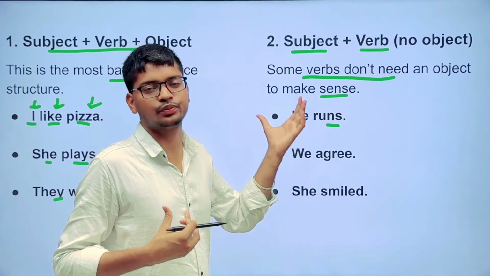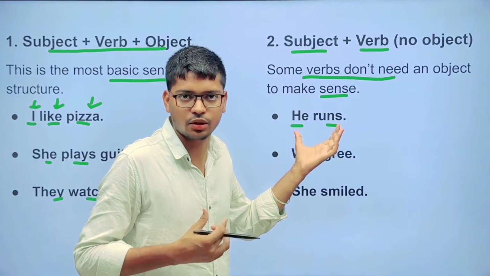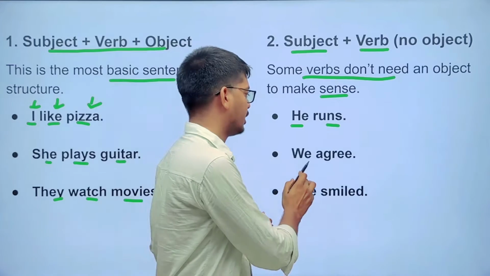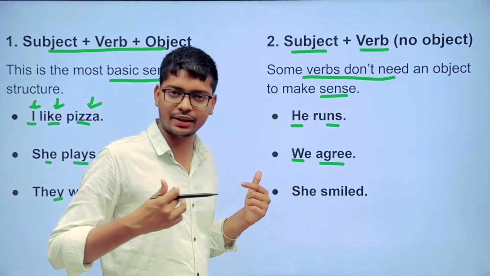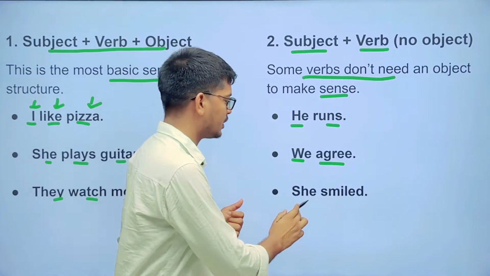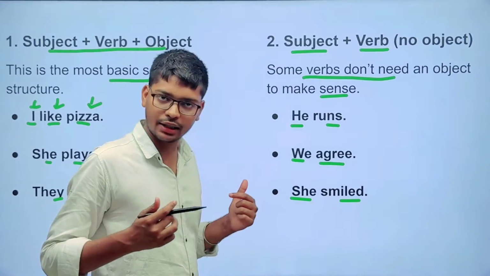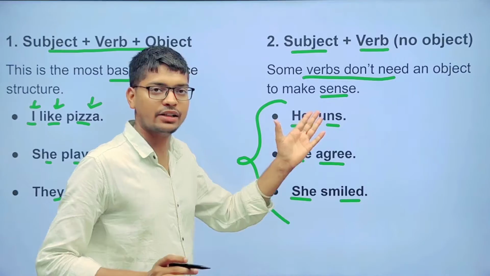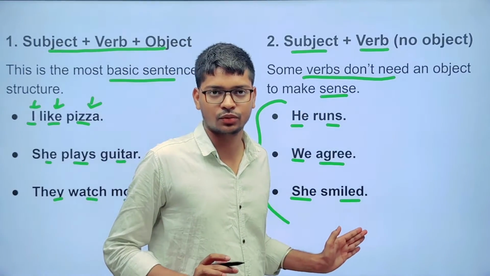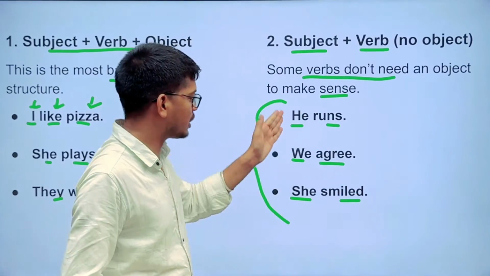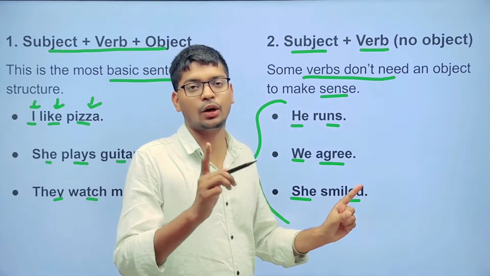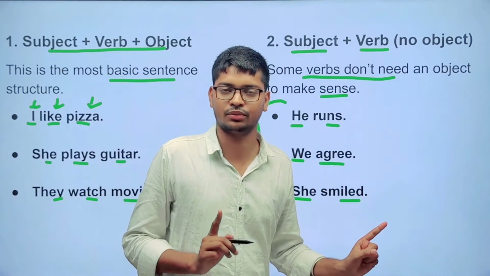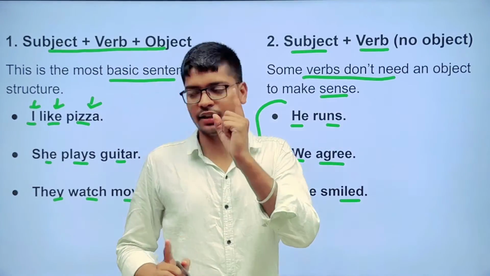What is the sense of this sentence? You understand. We agree, I understand, you understand. She smiled, I understand, you understand. So we can say this is the right concept here. So you can use this type of sentences without using any object. Okay guys, let's see the next method.